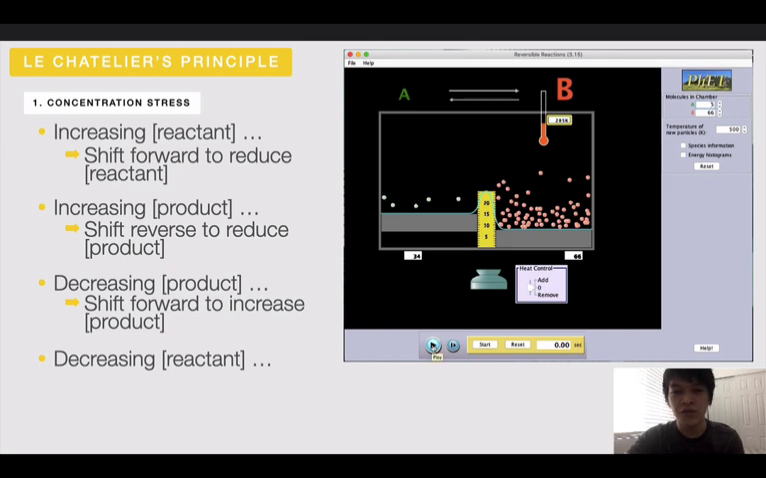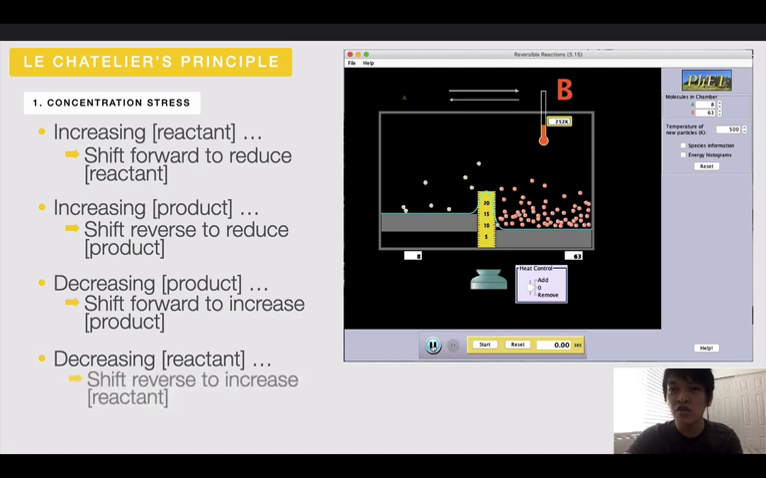Okay, hopefully you've made a prediction. Here we go. Okay, this one seems like it'll take a while, but it seems like decreasing the reactants will cause the equilibrium to shift in the reverse direction to create more reactants.